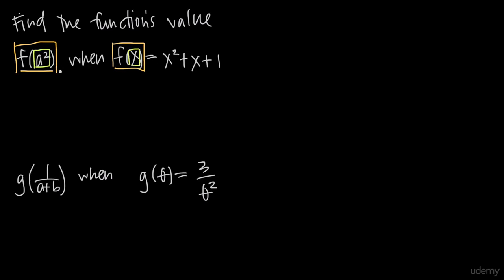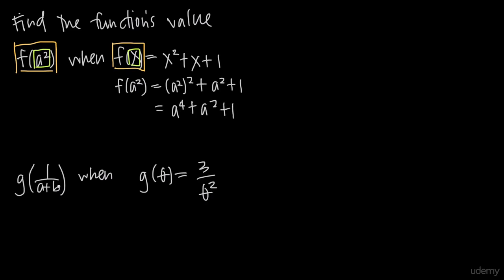So this basically tells us to plug a squared in for x everywhere over here on the right-hand side, and then simplify to get the value of the function when x is equal to a squared. So we're going to say f of a squared, and then just plug a squared into the right-hand side everywhere where we have an x. So we're going to get a squared squared plus a squared plus 1. A squared squared is a to the fourth plus a squared plus 1.